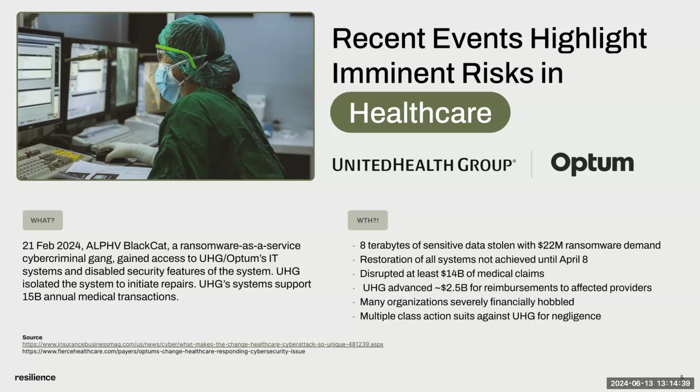The effect of this was that it severely hobbled many of the organizations that are within the UHG network. And as a result of this, multiple class action lawsuits have been filed. We also know now, according to Insurance Insider, that Change Healthcare did not actually have any standalone cyber coverage. And this attack resulted in United incurring a total of $872 million worth of impact in its Q1 earnings, with $593 million of that in direct response cost and $279 million in business disruption costs. This was obviously a big event.